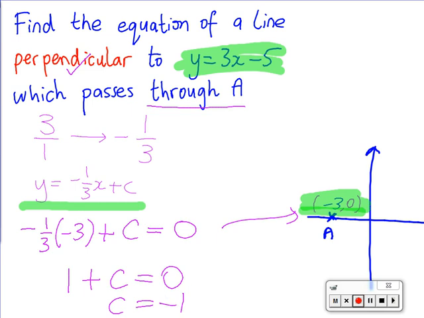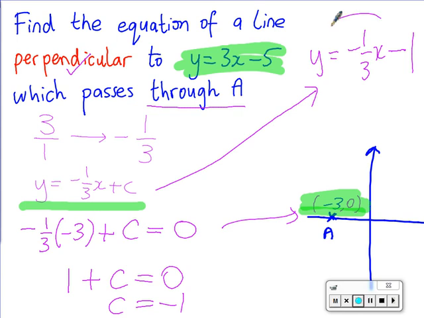So your final answer, let's take this bit over here. Hopefully you'll set yours out better than mine. It's y equals minus 1/3 x minus 1. There you go.